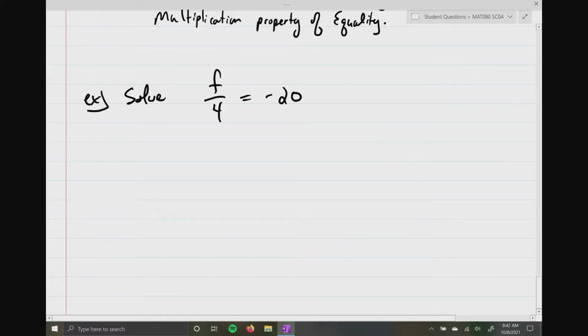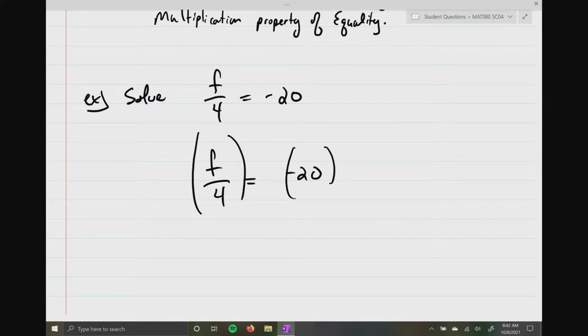4. 4. So here's what I'm going to do. I'm going to multiply both sides of my equation by the number 4. Does that make sense, everyone?